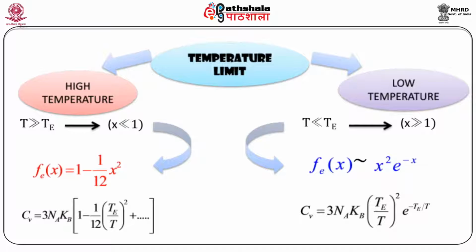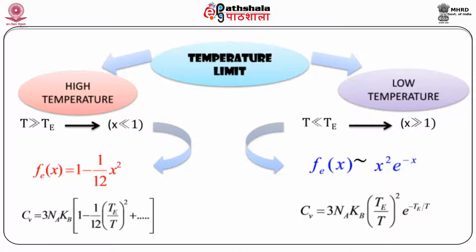If T is very high, the term in Cv, that is 1/12 (Te/T)², is very small and almost equal to 0, and Cv reduces to 3 Na kb, which is independent of the temperature. And as T decreases, Cv also decreases. This is something which was not there in the classical Dulong-Petit law.